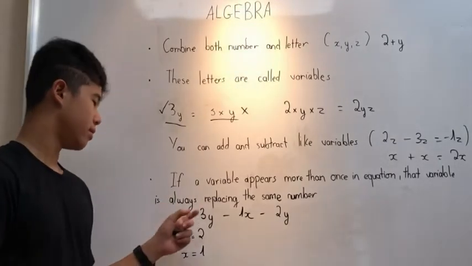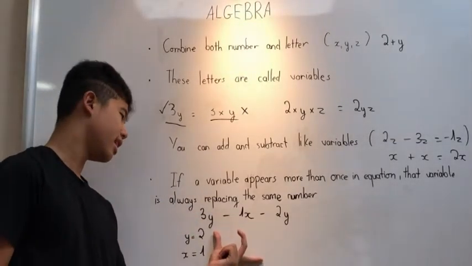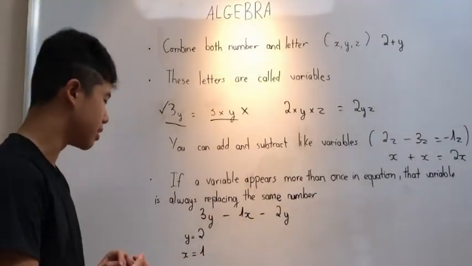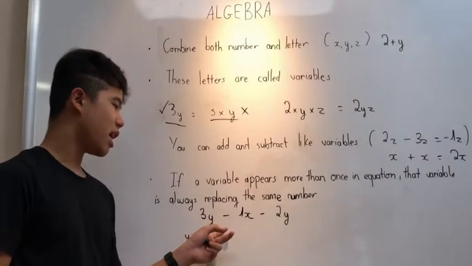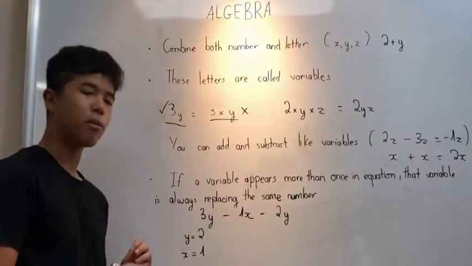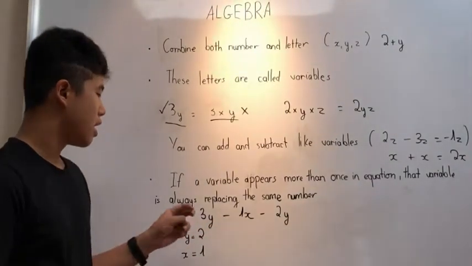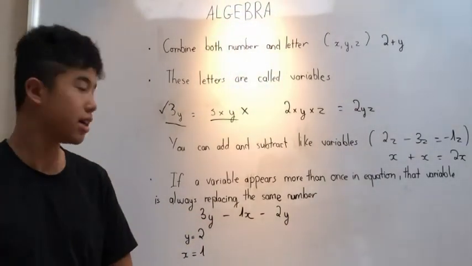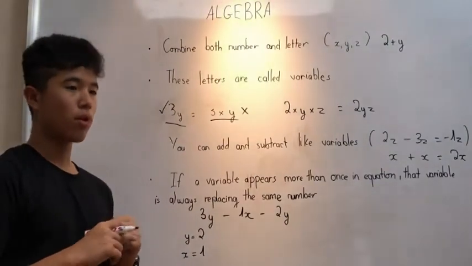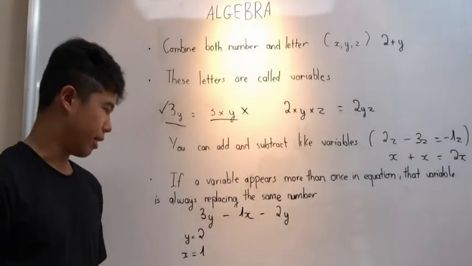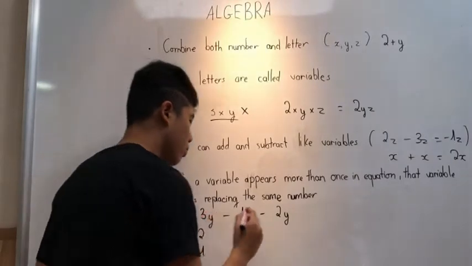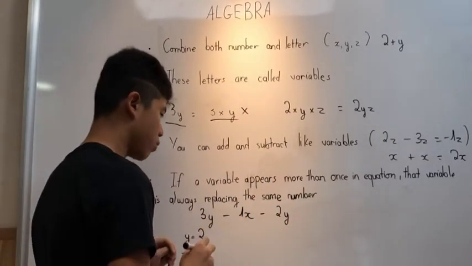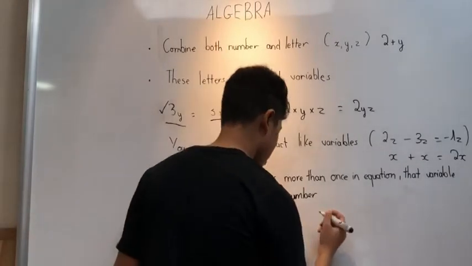For that, you must understand that two of these y's stand for one number, the same number. So that's 2. And x stands for number 1. If you see a number and a letter next to each other, that means they are multiplied with each other. So this will be 3 times 2 minus 1 times 1 and minus 2 times 2.